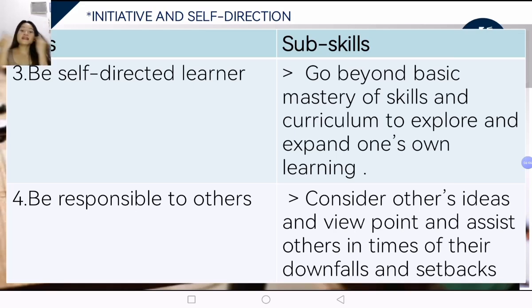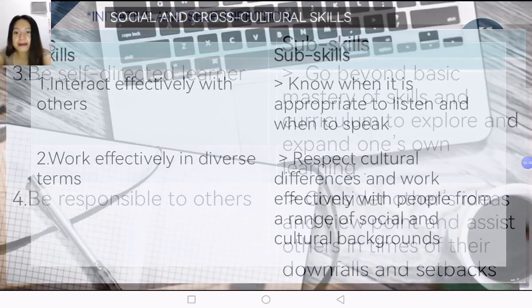Di ba? So that is why, let us consider other people's feelings, at the same time analyze what they actually feel, put ourselves into their shoes, and help them in their downfalls and setbacks, because we do not really know how much weight they carry.